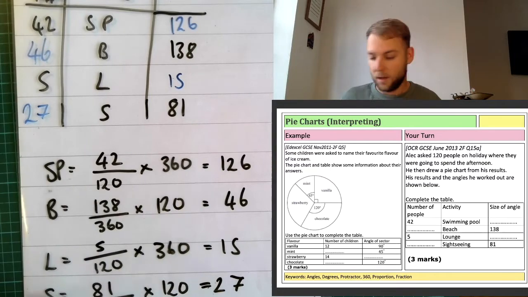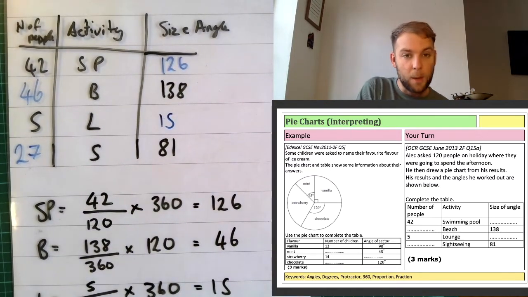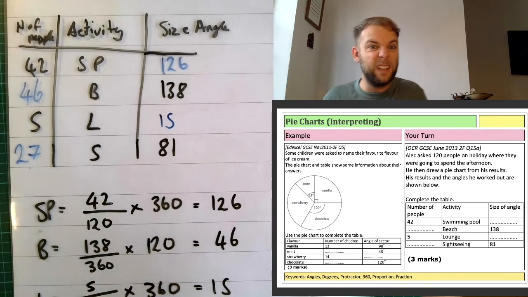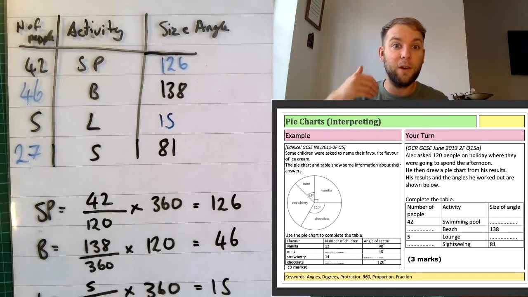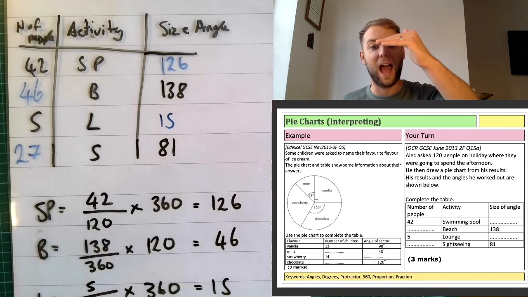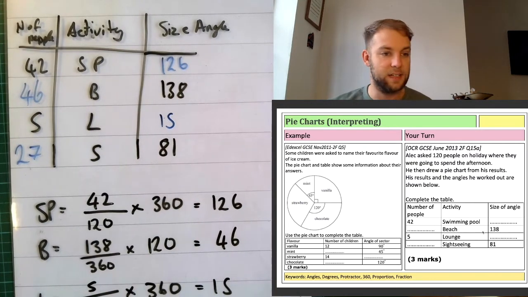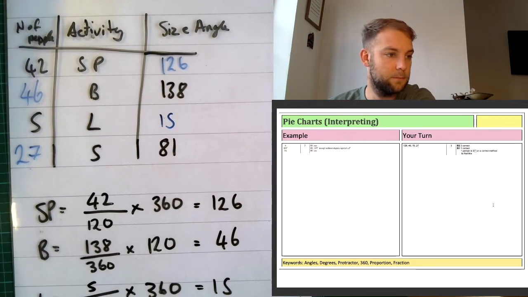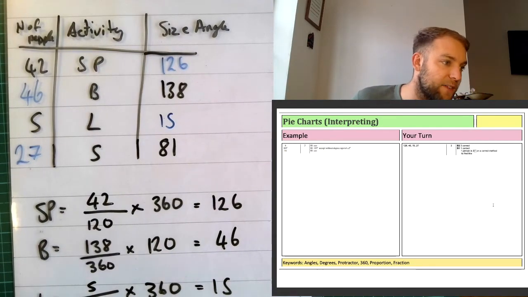Brilliant. So we're working both ways there, which is a little bit trickier, because do I divide by 360? Do I divide by the total? But just remember, if you're dealing with the amount of people, you're dividing by the total. If you're dealing with the angle, you're dividing by 360. Perfect. So let's just check those answers. 126, 46, 15, and 27 for that one, and then 6, 105, and 16.